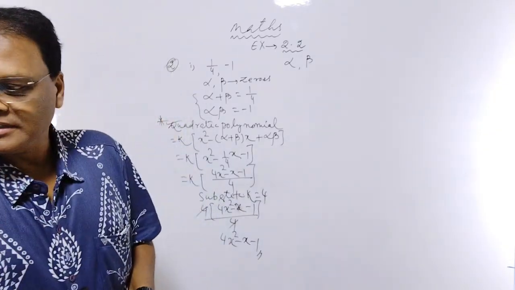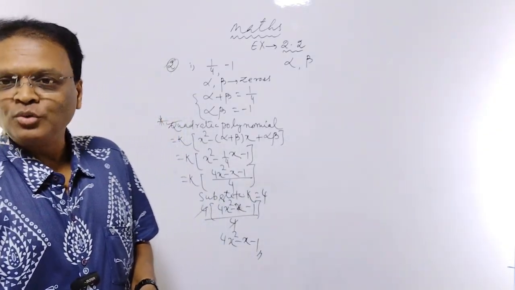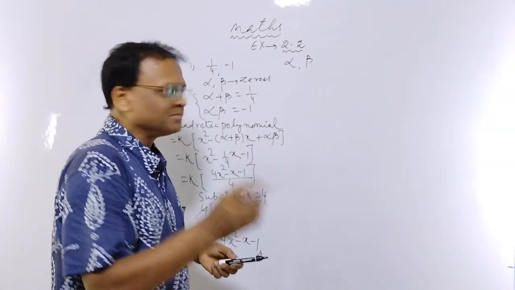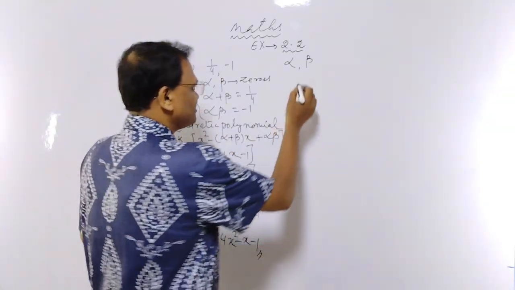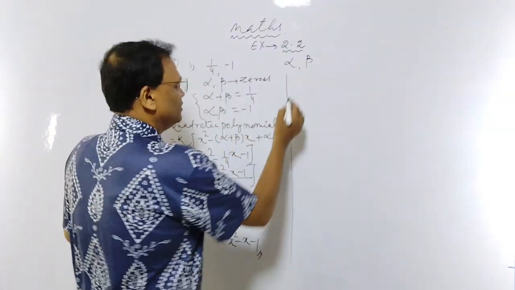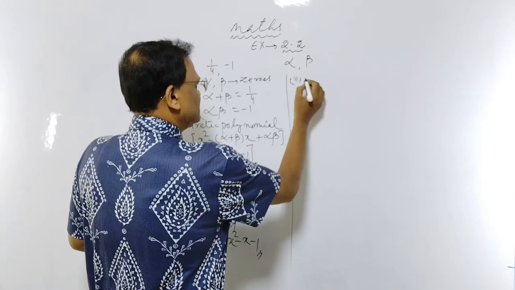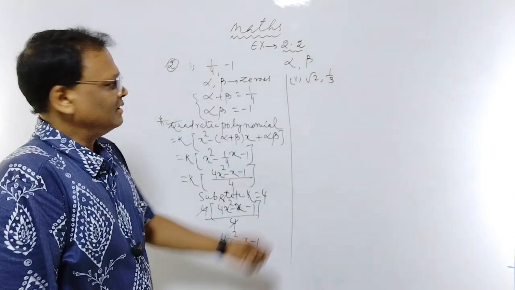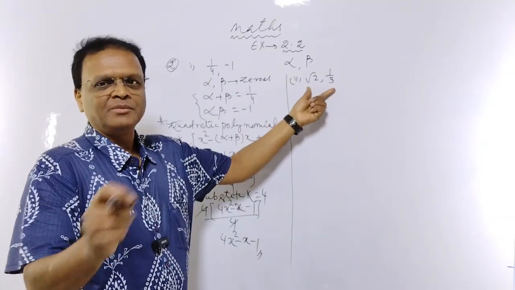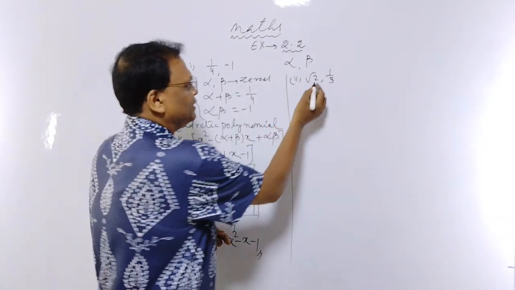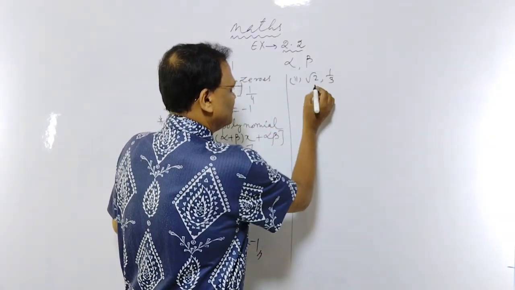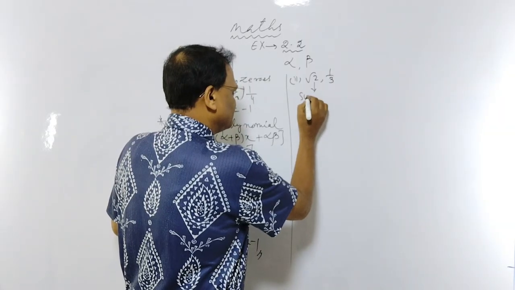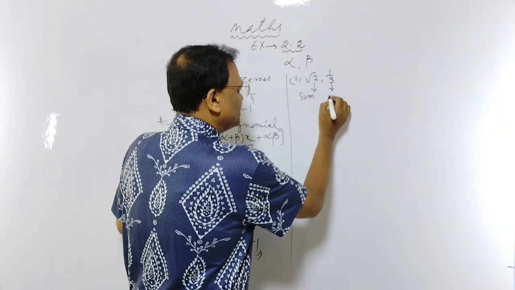Now the second one, what has he given? The second one he has given is root 2 and 1 by 3. Very simple. Similarly, I will do it like this. The second one is root 2 and 1 by 3. As I told you, these two, alpha and beta, are the zeros. This one is my sum and this is my product.